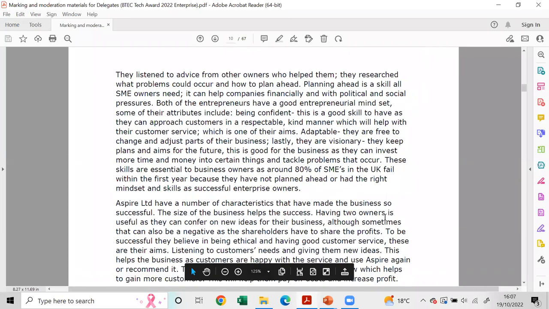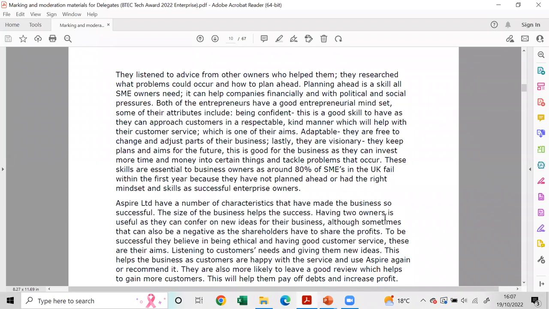Then it goes on to looking at advice from other owners. Now, remember, for this task, we're supposed to look at the skills and characteristics of the entrepreneurs, and how they now link to the aims of the enterprise. Okay, so they've listened to different people, they've planned ahead, so planning, they've thought about what pressures they've had, they have a good entrepreneurial mindset, things such as being confident. It's a good skill to have, as they can approach customers in a respectable, kind manner, which helps with their customer service, which is one of their aims.